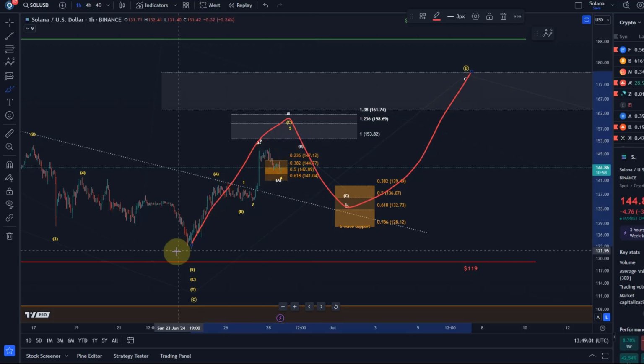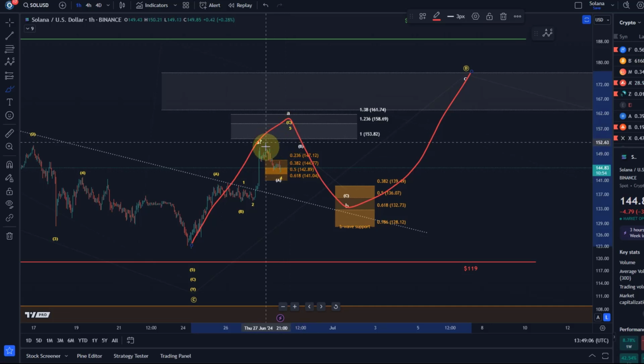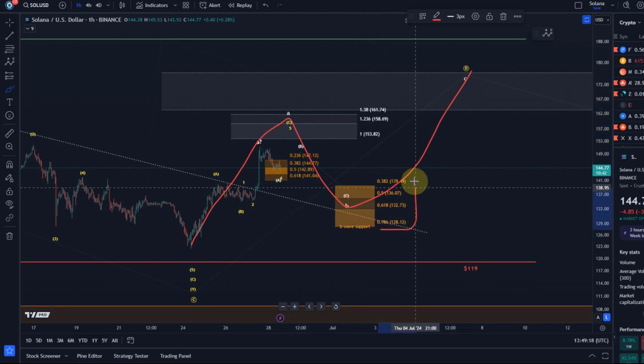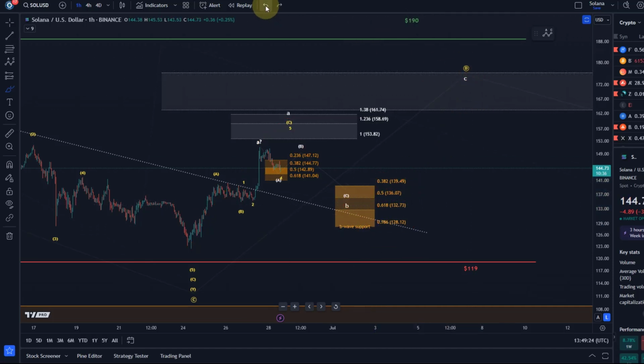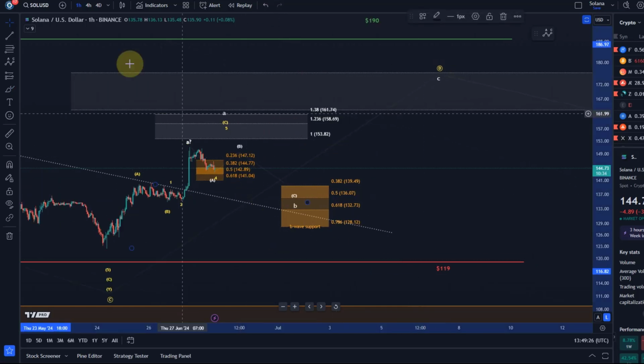It is possible that within the initial A wave, we get one more high. However, a break below $141 will make it more likely that the A wave already topped and that we're coming down in wave B. I've already added the lower support region. It's between $128 and $139. From here, a C wave rally will then be expected. At the moment, it's just about, okay, do we get one more high or not?